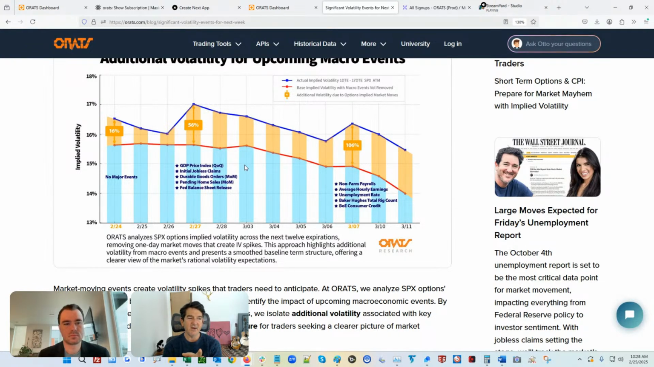In this case, we're taking economic events out, and then what you could do is compare that to economic events historically. So when you're trading that month, you're essentially trading the standard base volatility, and you're trading that additional volatility too.